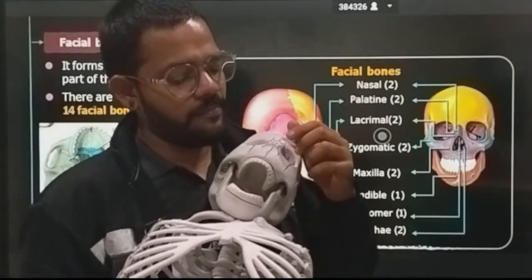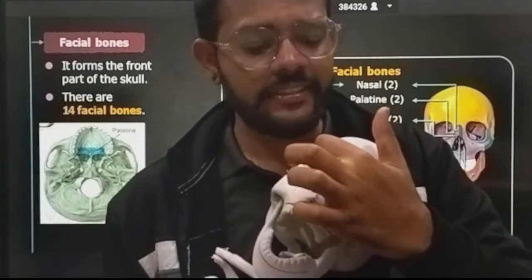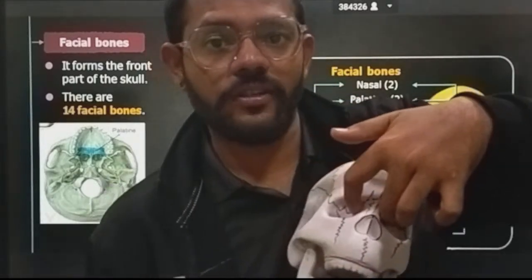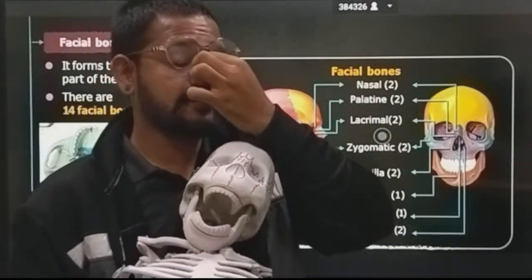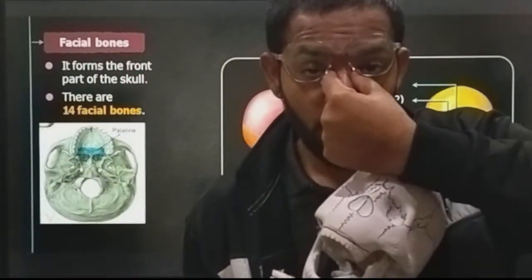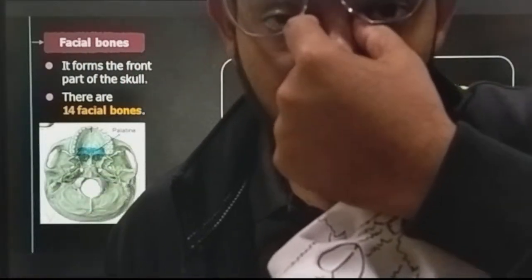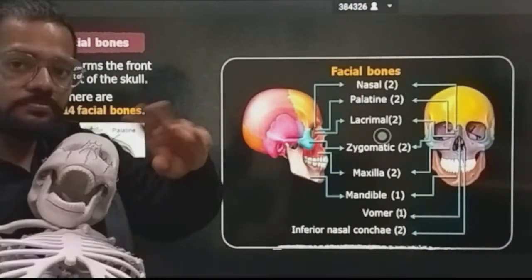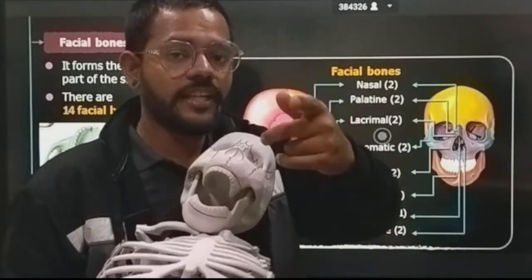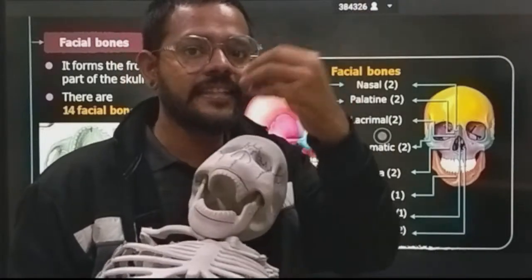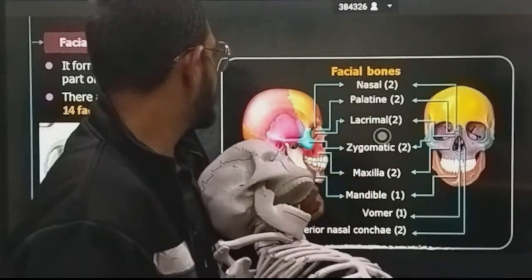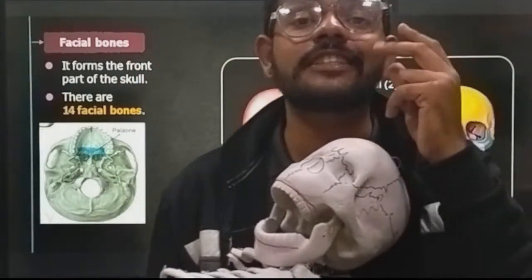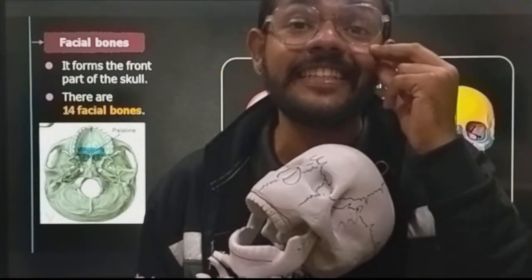Then you have the lacrimal bone. The lacrimal bone is inside the eyeball region. Here you will find the lacrimal bone, inside the skull region, this region of your eyes. The nasal bone and lacrimal bone are present nearby. Outside you find the nasal bone, and inside you will find the lacrimal bone. Next is your zygomatic bone, which is again 2 in number, that forms your cheek, which we also call the cheekbone.